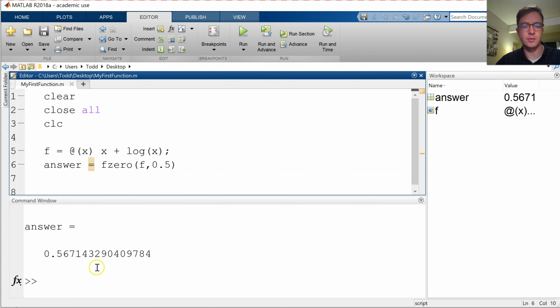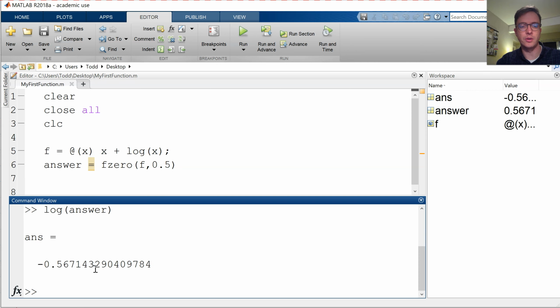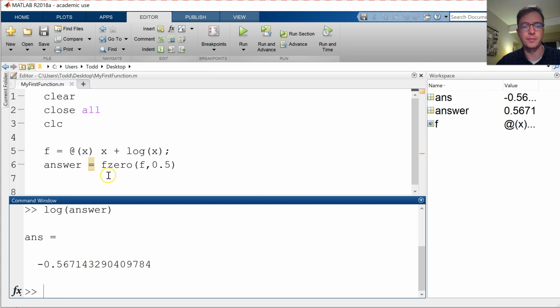And we can check it. We could say answer is 0.567143229, and what is the natural log of the answer? It's also equal to minus 0.567143229. So I found this value where the natural log of this is equal to minus the thing itself. So that's a way you can solve an equation. If you can't solve the equation by hand, you can use this fzero function.